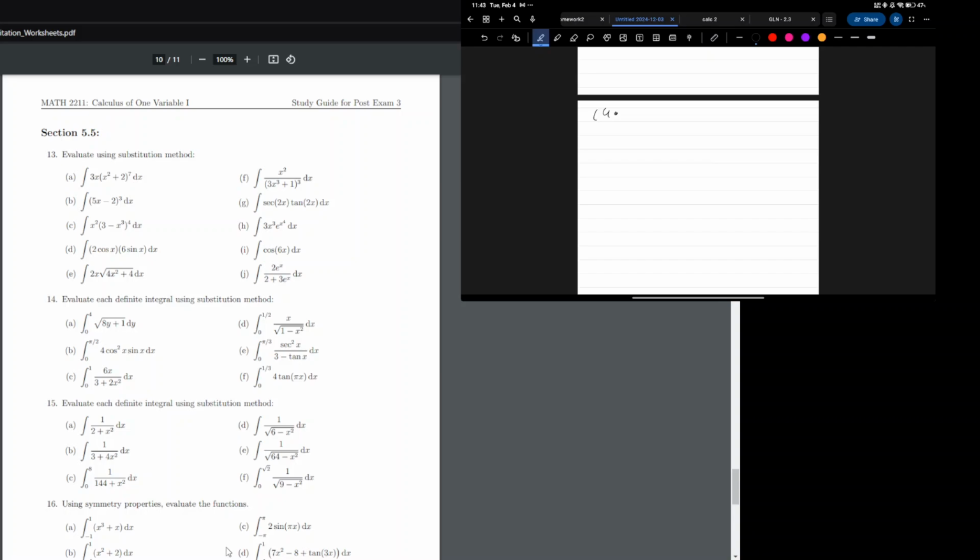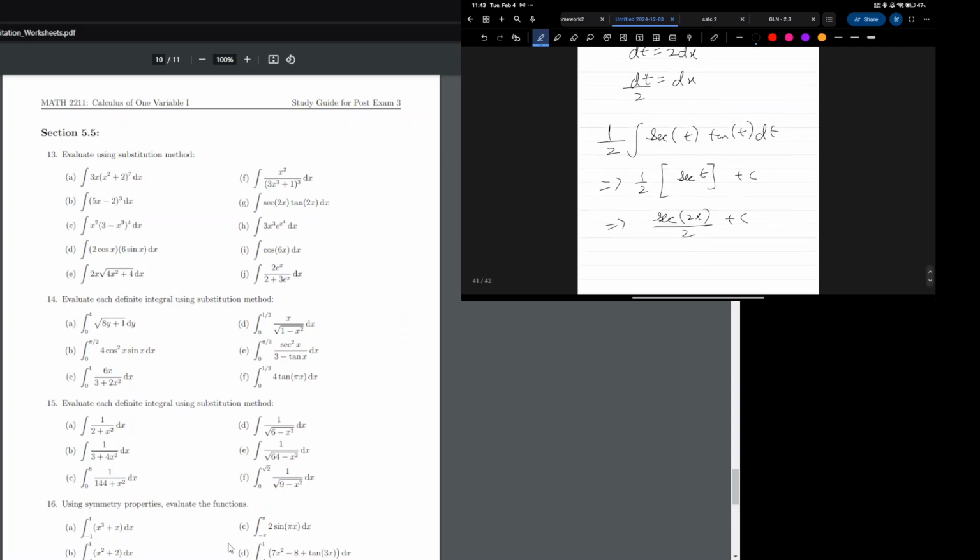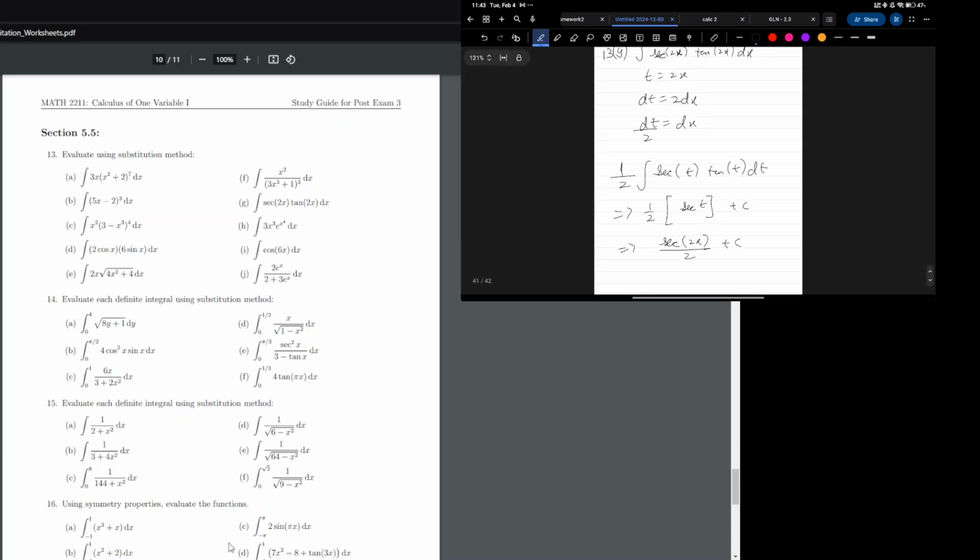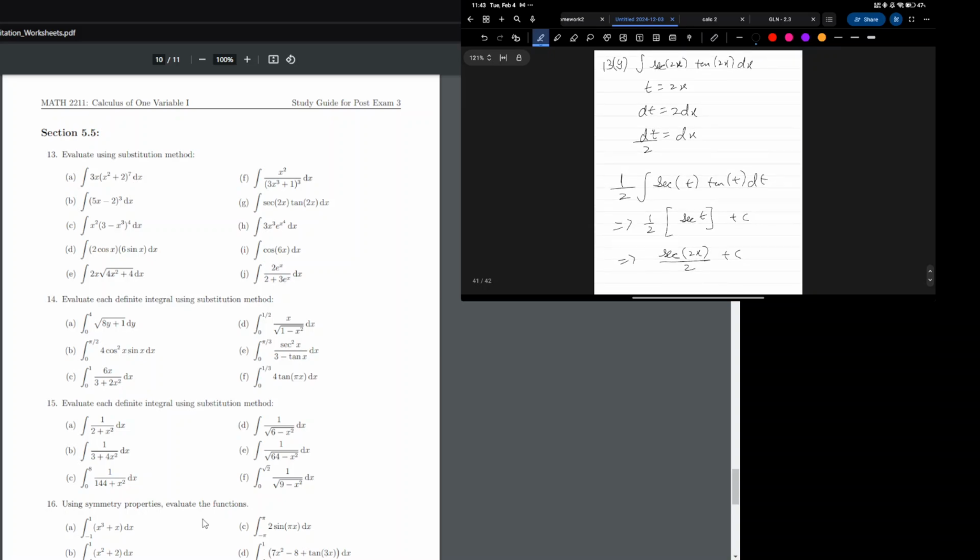Can you show the answer again? The answer? There you go. And this was G. We replace the angles inside, or the theta inside, with t, the 2x with t, because the original integral is for secant x and tan x, not secant 2x and tan 2x. Got it. Thank you.